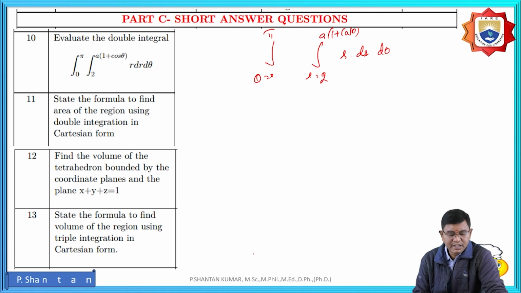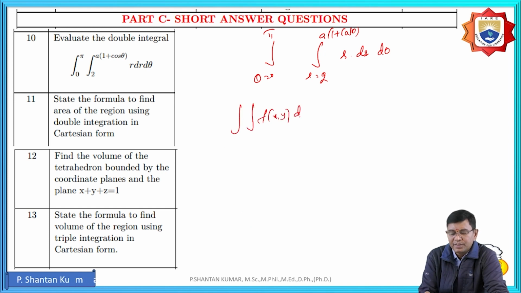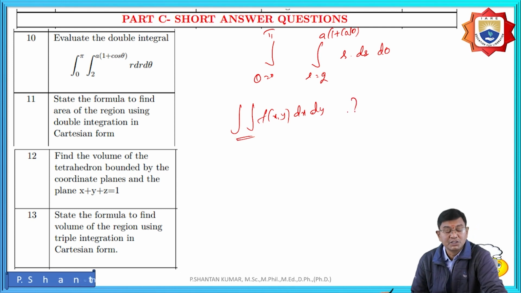State the formula to find the area of the region using the double integration in Cartesian coordinates. For the area using double integration in Cartesian form, we find the integral of f of x comma y into dx and also dy, depending upon the interval given in the equations.